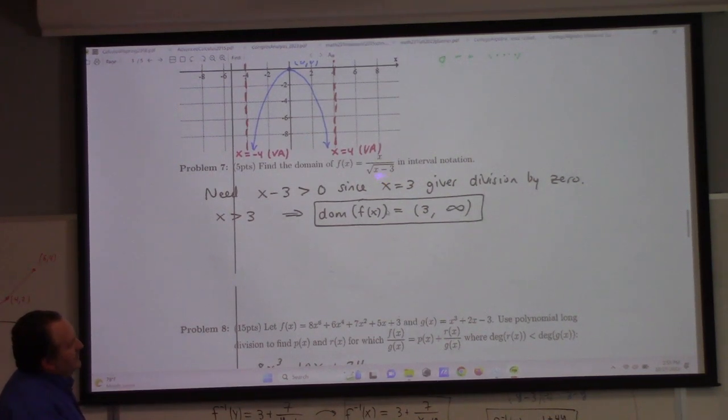X minus 3, I need that to be positive because I can't have division by 0. And so that gives me 3 to infinity.